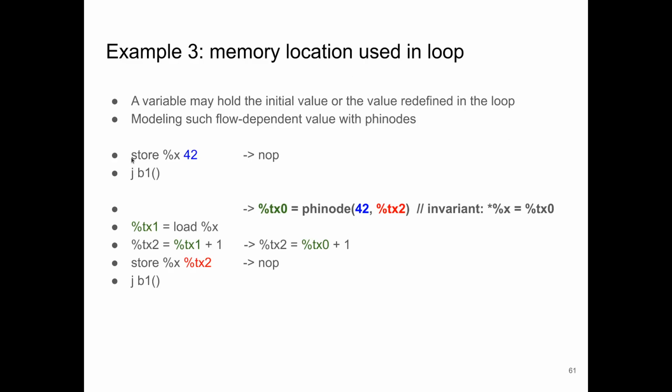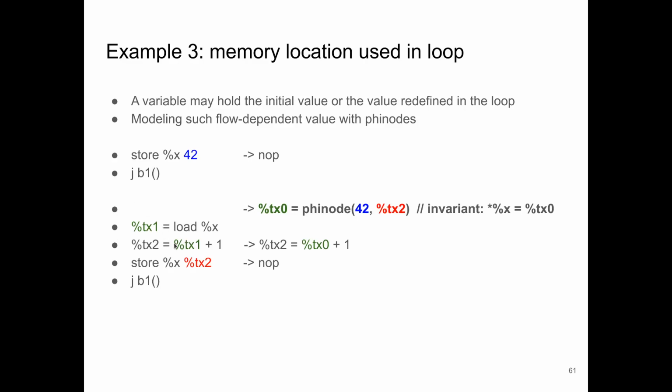In the initial block, we're going to store the value 42 to the location x. So the initial value that is stored in the location is 42. And immediately, we are going to jump to the next block, whose name is B1. And in B1, in the original program, before optimization, the first thing to do is loading the value from the location. So in the first iteration, this tx1 should be 42 because it was just stored here.